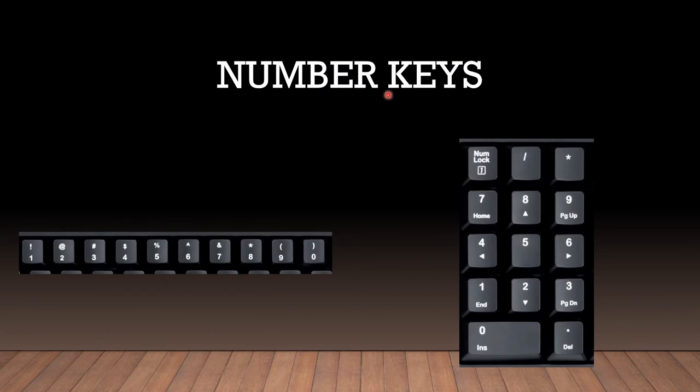These are the number keys. Students, can you see? These are the number keys. Number keys have numbers on them: 1, 2, 3, 4, 5, 6, 7, 8, 9, 0. Numbers from 0 to 9. You can type numbers by using these keys. There are two sets of number keys on your keyboard. How many sets of number keys? Two sets. Okay, students?